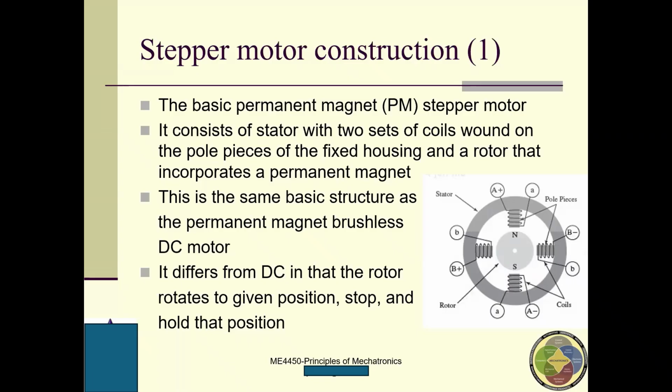This is the same basic structure as the permanent magnet brushless DC motor. In the brushless DC motor, we also have a permanent magnet, which is connected to the output shaft, in the middle. It differs from DC in that the rotor rotates to given positions, stops and holds that position. For the brushless DC motor, when you energize the coils, the output shaft will rotate continuously in one direction, right? But here is different, you can just go to a given position.